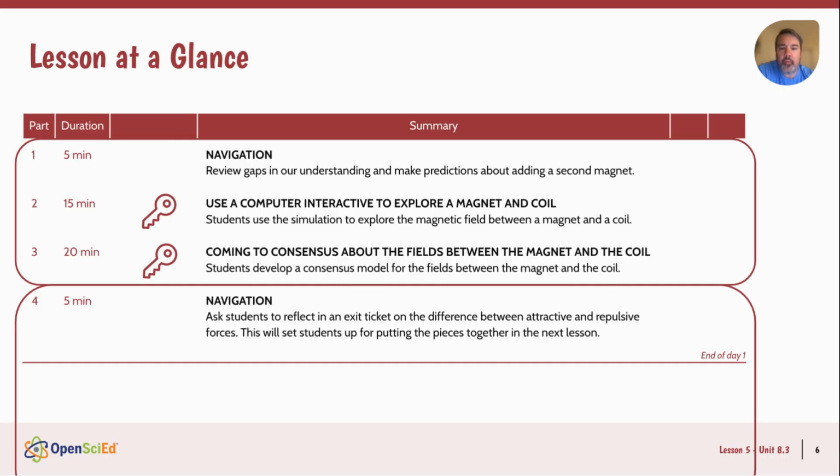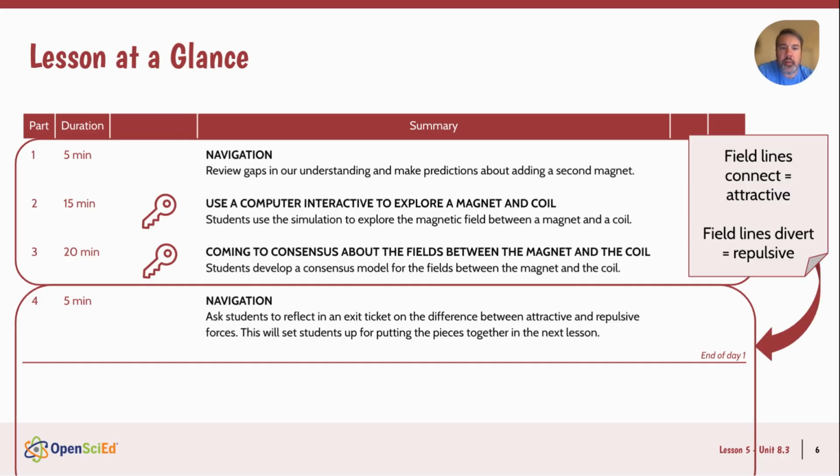So really big chunk. And what we ultimately are going to figure out is that when there's two magnets, if the magnets are set up in a way to attract, those field lines seem to connect. And if the magnets are set up in a way to repel, those field lines sort of divert away from one another. There's a particular pattern that we see.